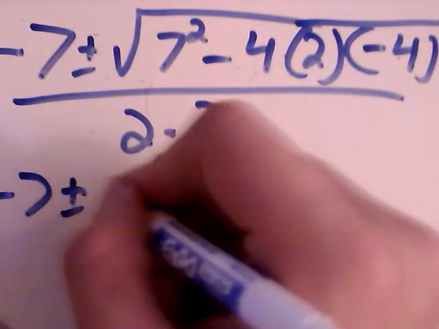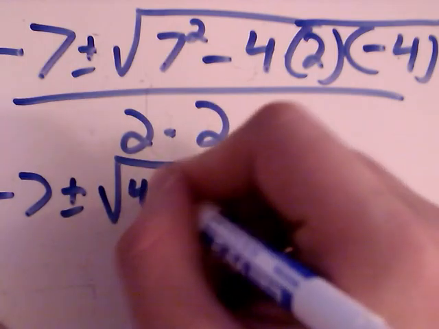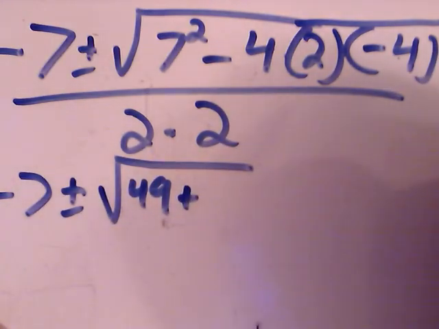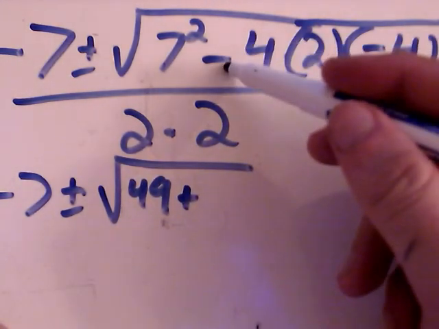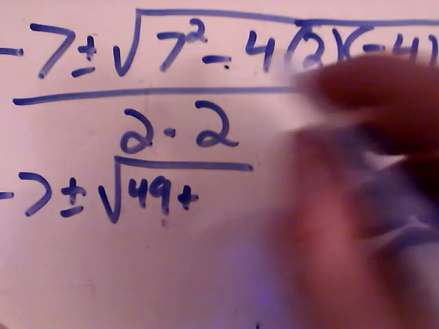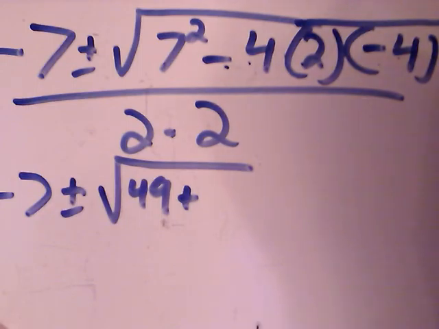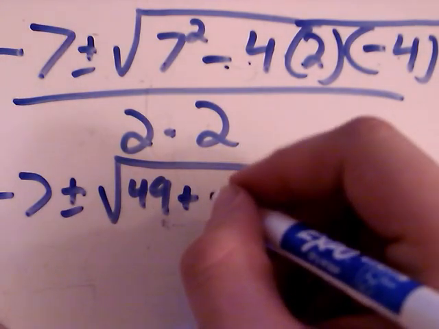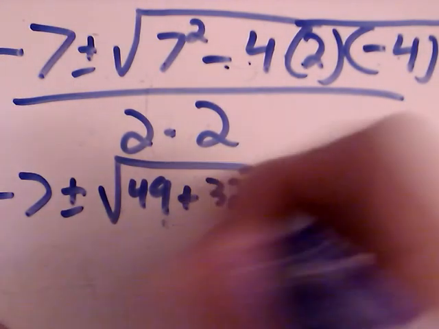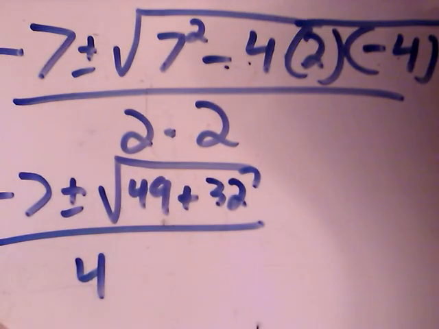Negative 7 plus minus the square root of 7 squared is 49. Plus, remember it's a plus because it's negative 4 times negative 4. Negative 4 times 2 is negative 8. Negative 8 times negative 4 will be positive 32. So, remember, you have to remember your signs.